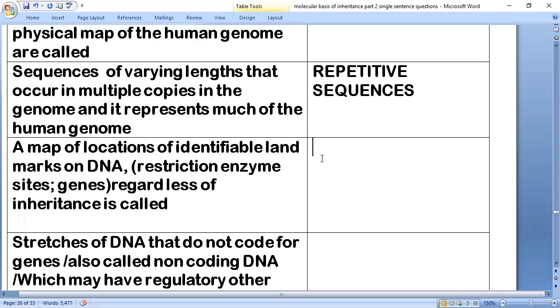A map of locations of identifiable landmarks, DNA restriction enzyme sites or genes, regardless of inheritance, is called a physical map.